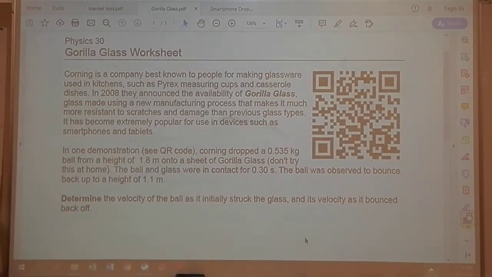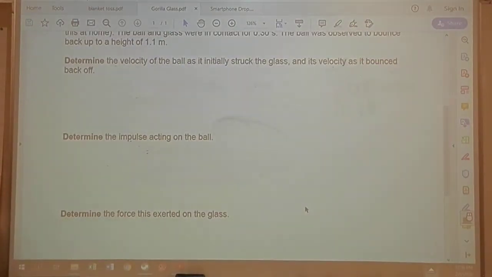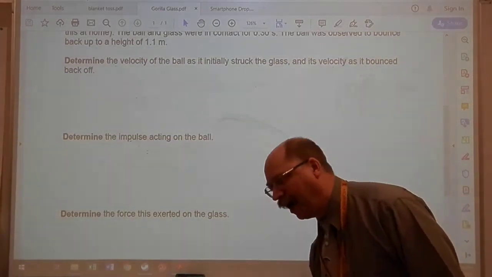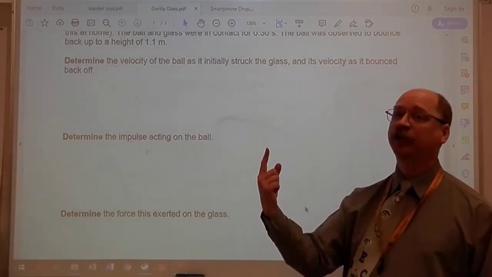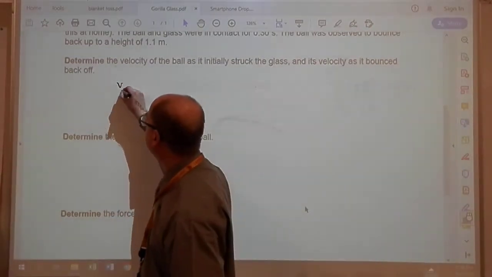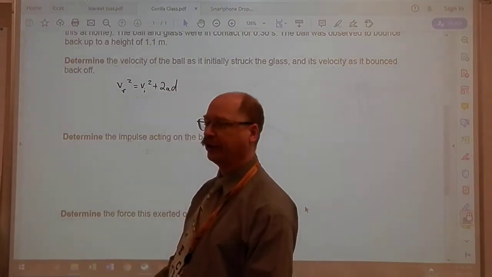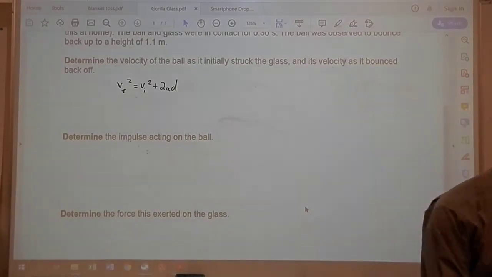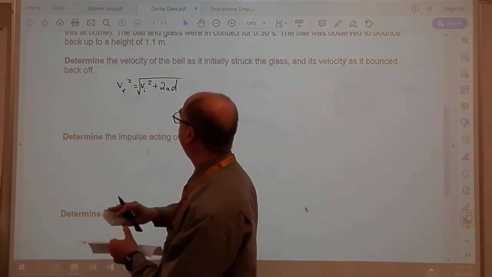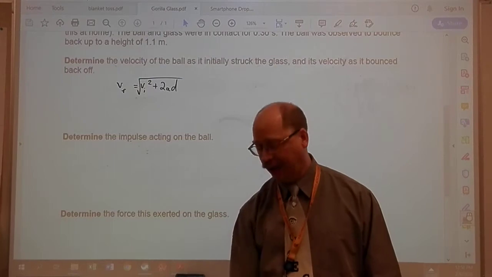Now the first question is a two-parter. It says, when the ball initially strikes the glass after falling, how fast is it moving? And then how fast is it moving when it initially bounces back up? Now what they're really looking at here is that as it falls, it's doing a classic sort of acceleration thing. And what I'm really looking at is that I dropped it from rest, and I want to find out how fast it's moving as it hits the glass down there.